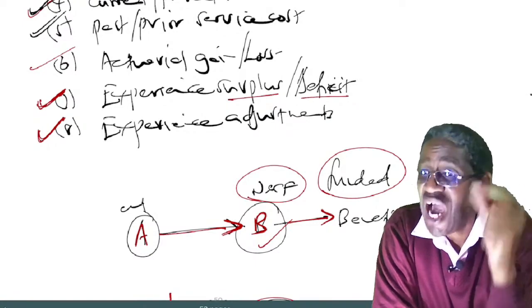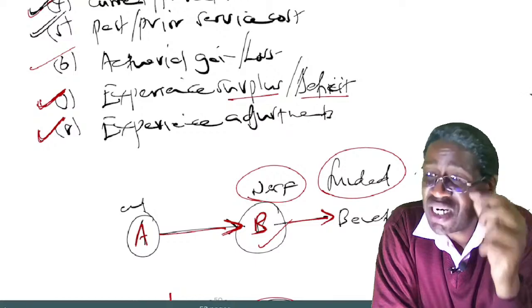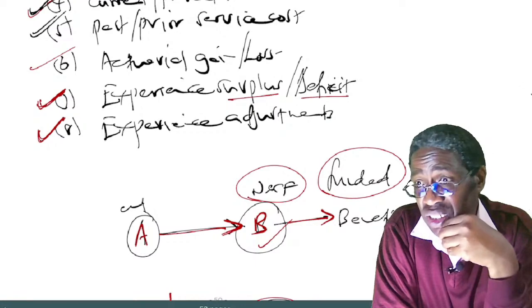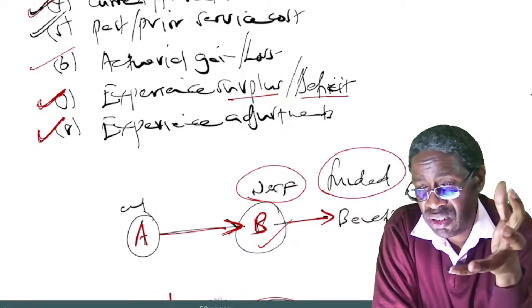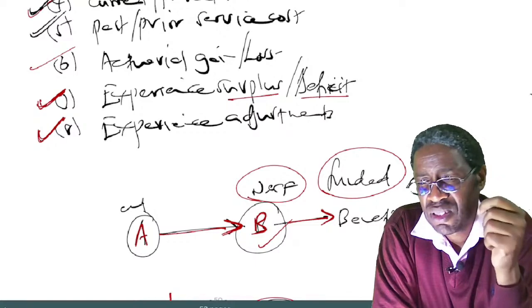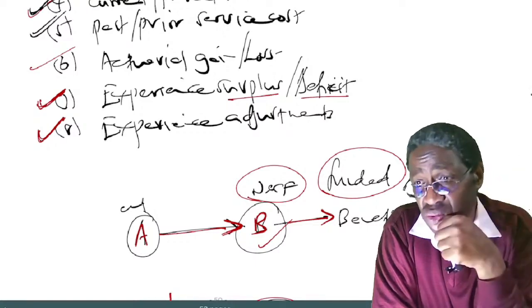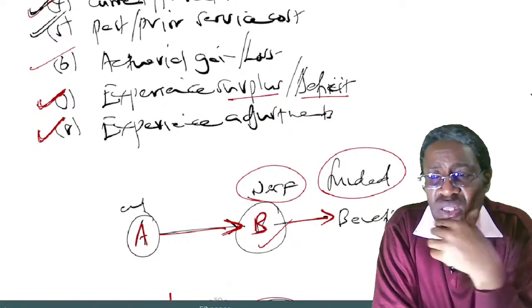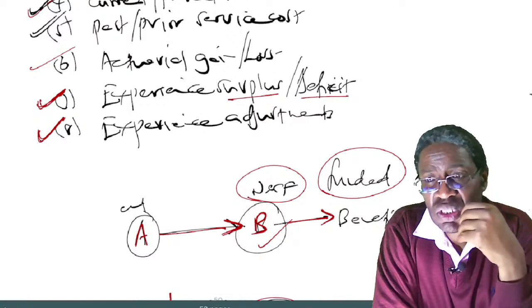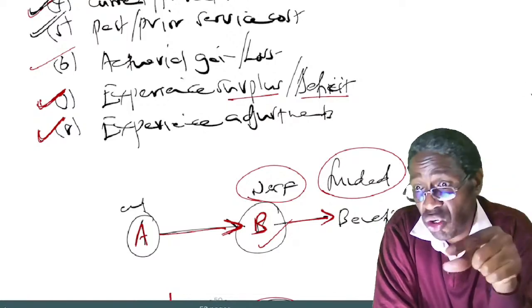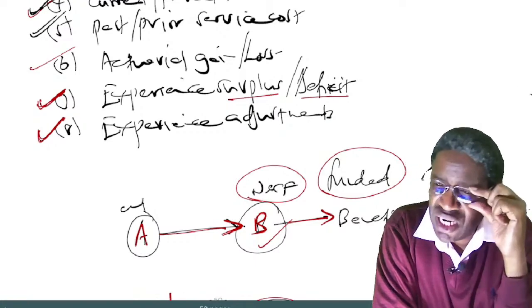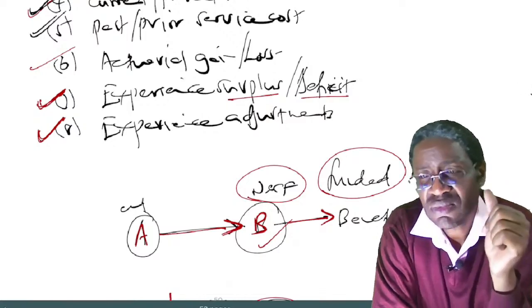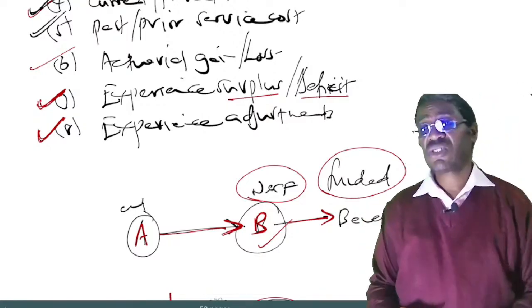Rarely do the projected results coincide with the actual results, thereby giving rise to actuarial gains or losses.